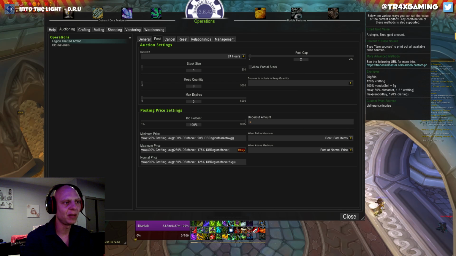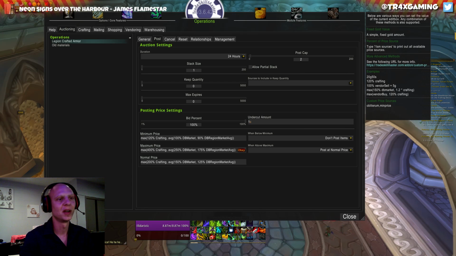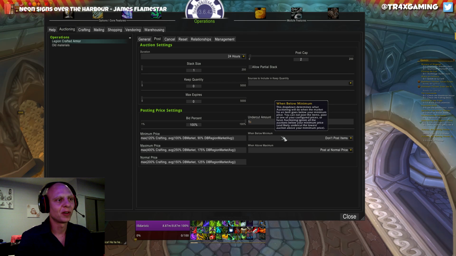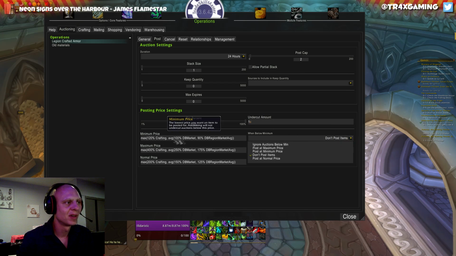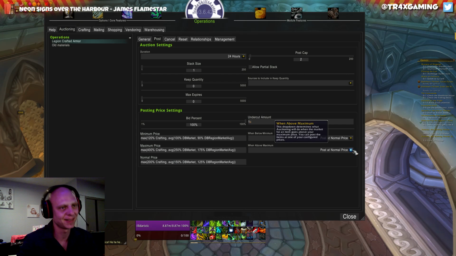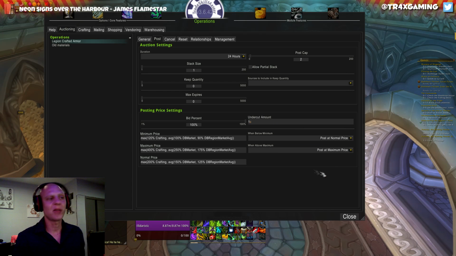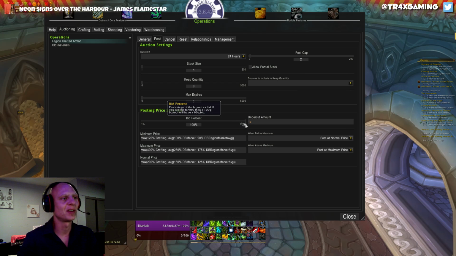So this, especially the average, will keep you from boosting up the price. So when below minimum, yeah, we could go with minimum price. We're gonna go for normal price. This is actually what I take on crafted items, and then post at maximum price when it's above maximum price. And actually for gear, I put it on 95%. You could put it for less.